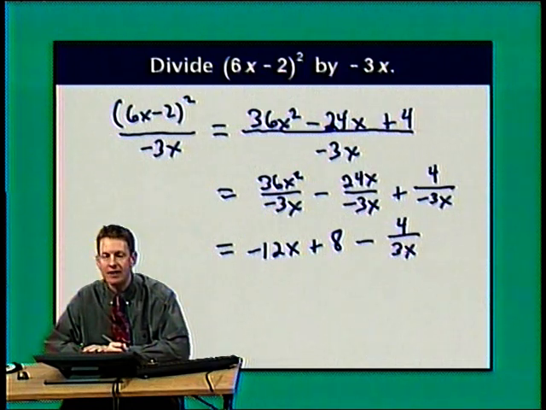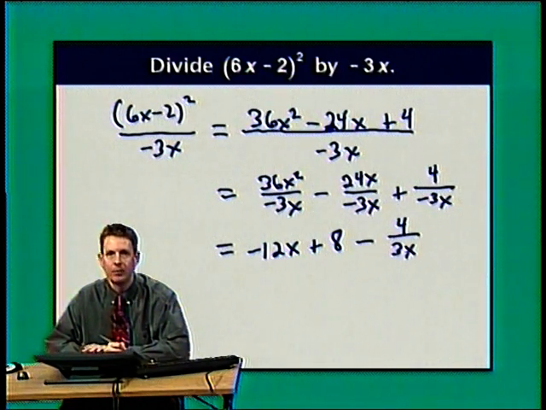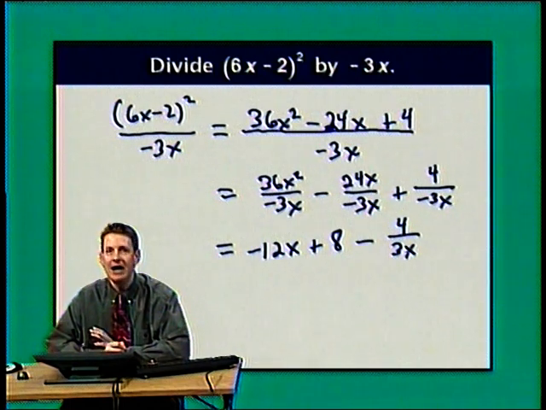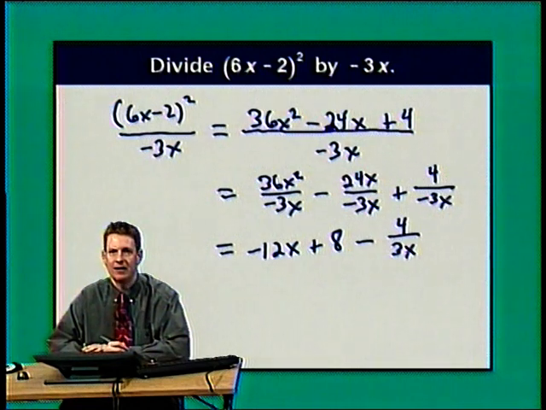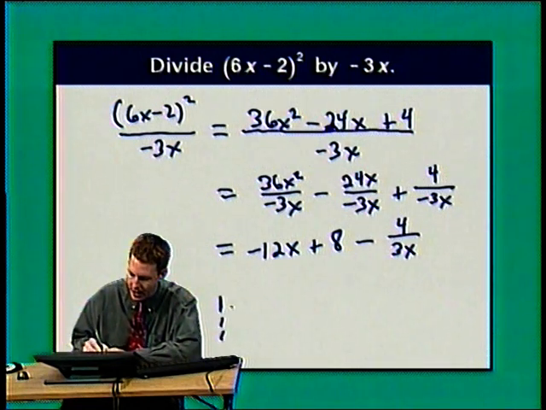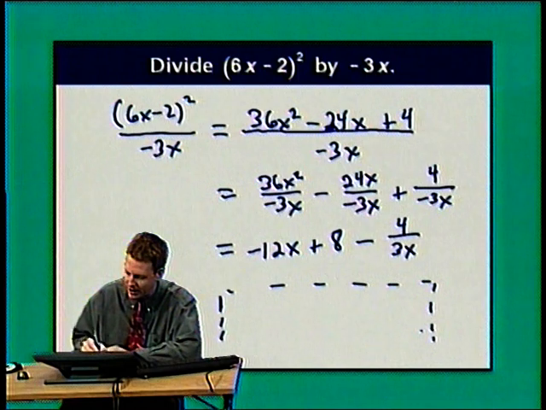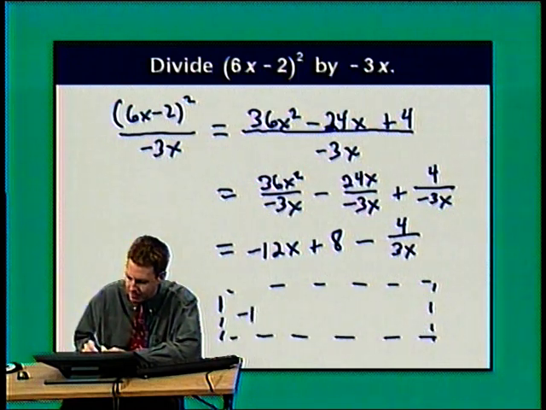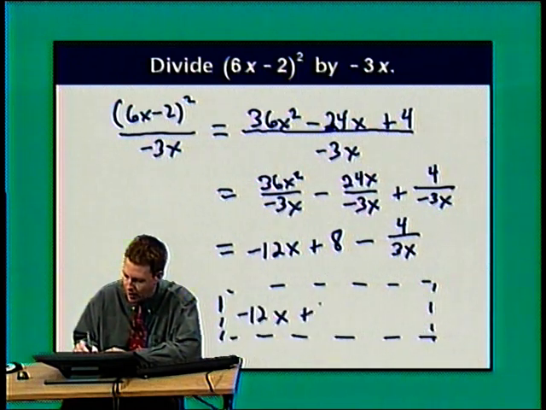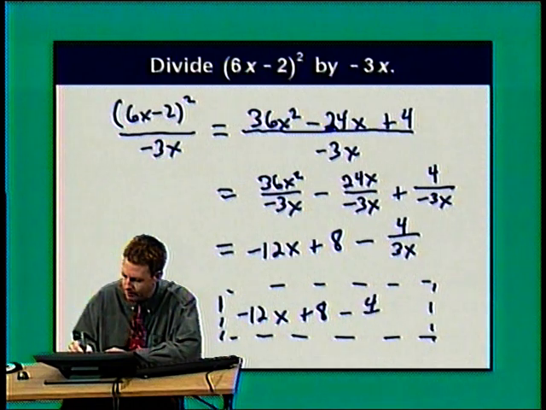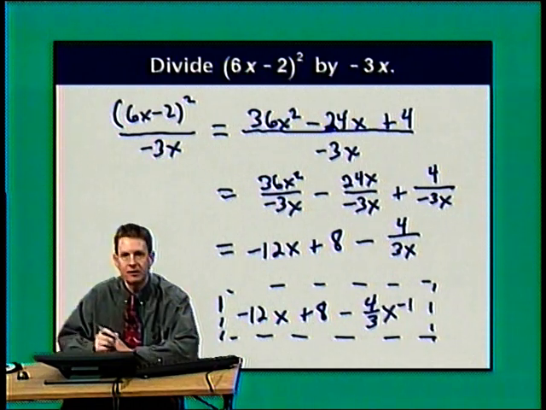Before I leave this example, I want to remind you about something. This simplification is not a polynomial. It's not a polynomial because there is a variable of x in the denominator of the fraction even after we've simplified the expression. I also could see that this is not a polynomial if I think about this expression as minus 12x plus 8 minus 4/3 x to the minus 1.